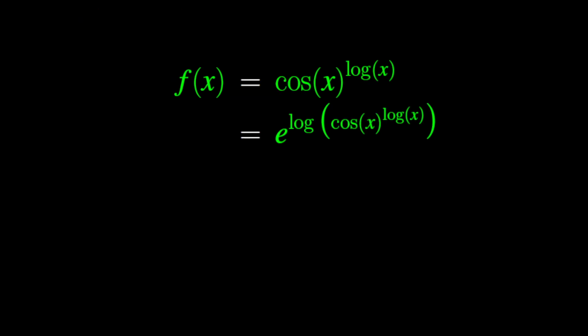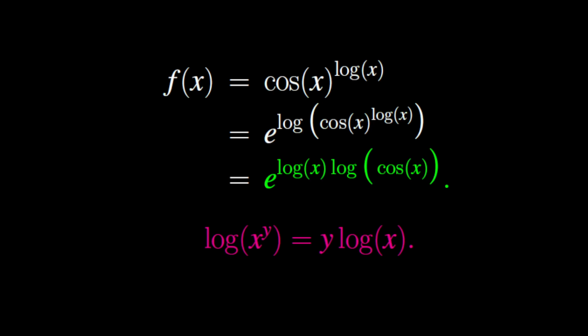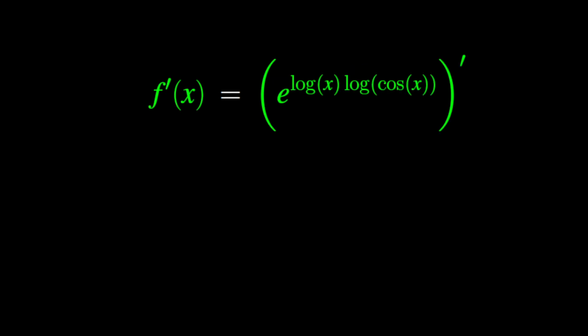In sum, we express f of x as exponential of logarithm of cosine of x to the power logarithm of x. Using the properties of the exponential and the logarithm, remark that f of x equals exponential of logarithm of x times logarithm of cosine of x. Actually, we are using the fact that the logarithm of x to the power y is equal to y times the logarithm of x. Now, we can take the derivative of both sides and use the chain rule.